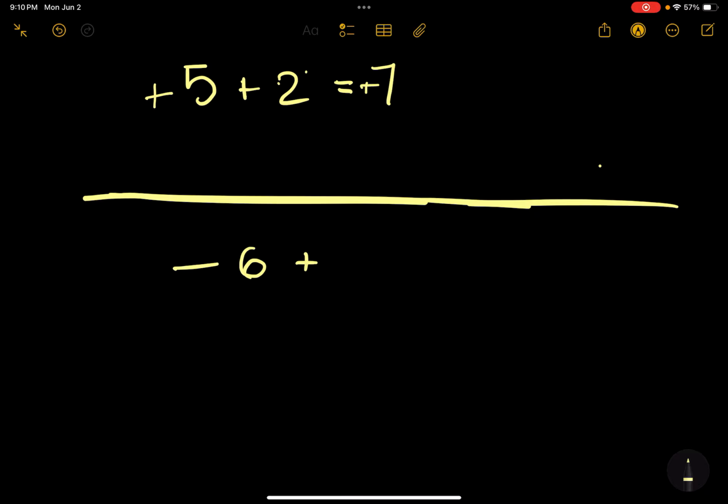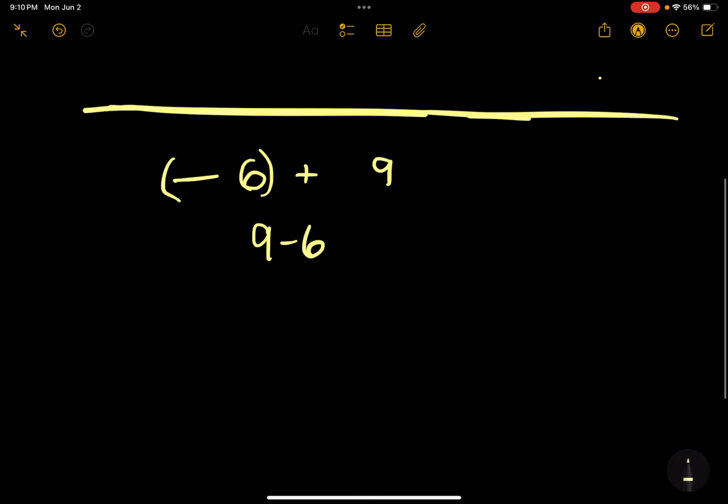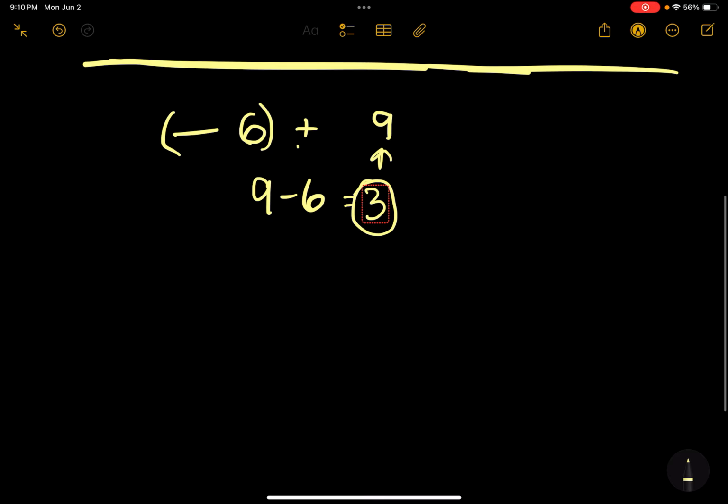So for example, if we have a -6 plus a 9, we're gonna do 9 minus 6. The bigger number is 9, so the answer, 9 minus 6, gives us 3. So the bigger number is 9 and the sign is a positive, so our answer is a +3.